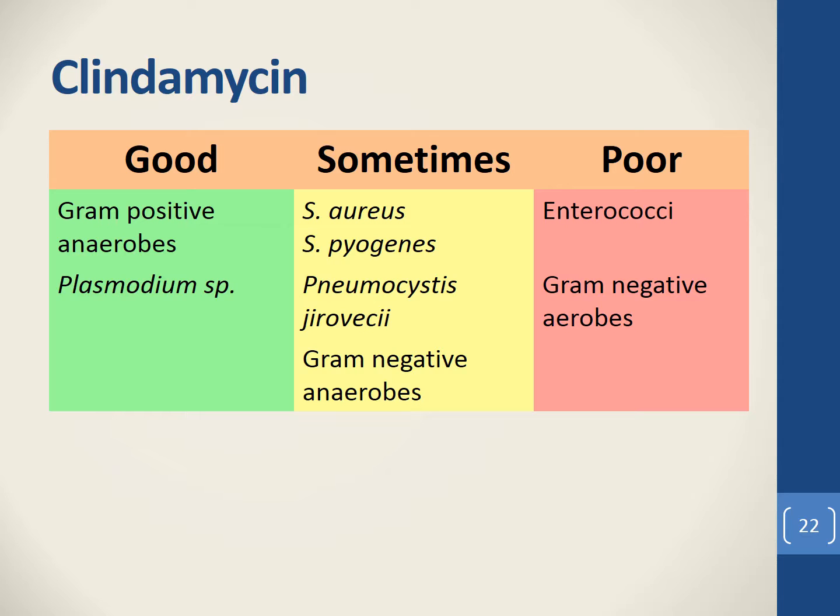So you see the spectrum of activity here, and as far as the sometimes column goes, I would definitely want sensitivities back before relying on clindamycin to treat these agents. It's a rule of thumb for the yellow column in all of these. If we have documented evidence for susceptibility, then we're more comfortable with using it if it's in the sometimes column.